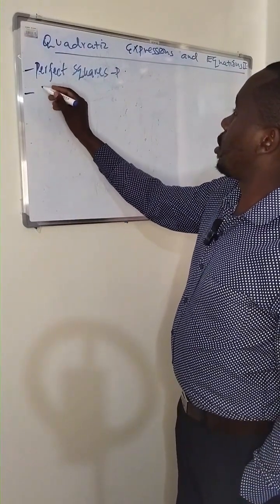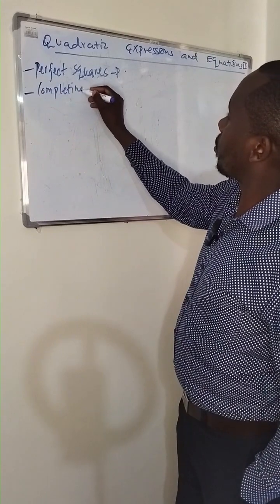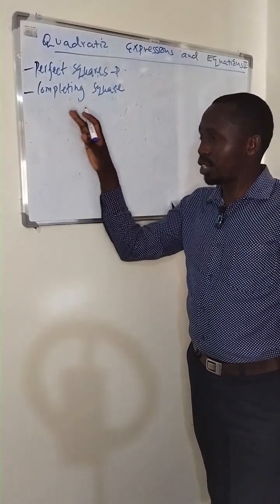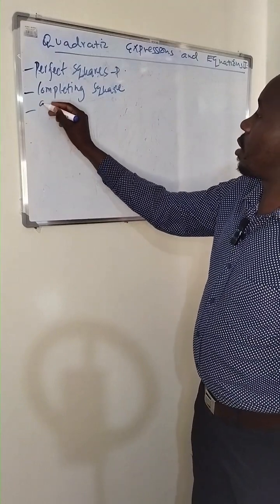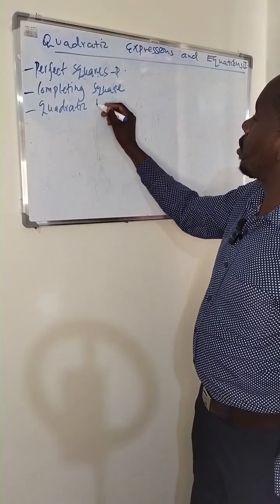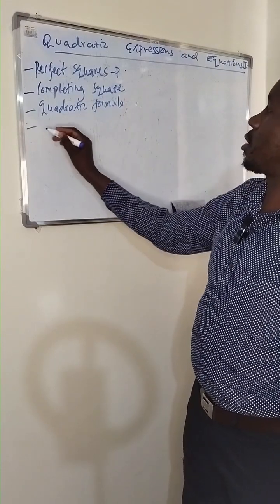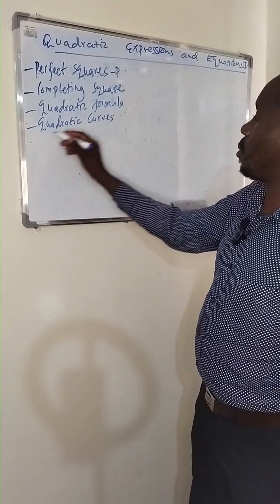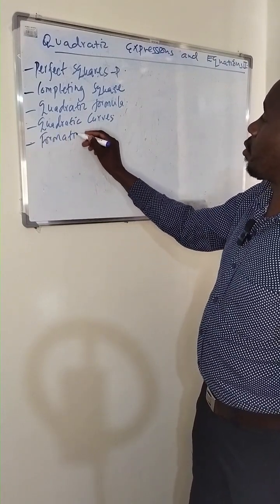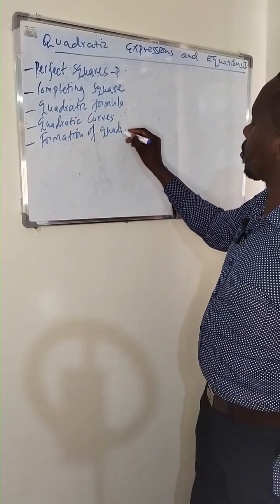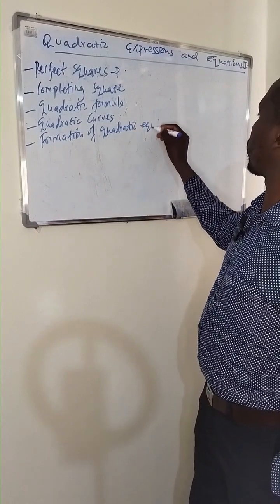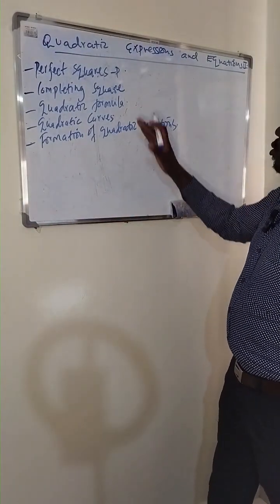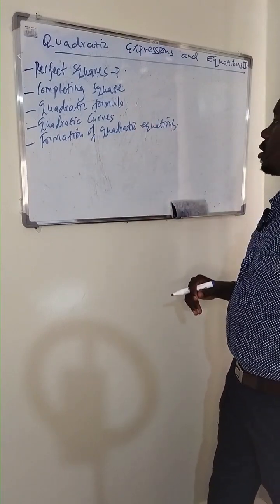The next thing we will need to do is completing the square. And that will culminate in the solution of quadratic equations by the completing square method. The other thing we will do is the quadratic formula. The next thing we will do is quadratic curves. We will also do formation of quadratic equations. So these are the main objectives in this topic, and this is what we are going to be going through so that we can familiarize ourselves with what this is all about.